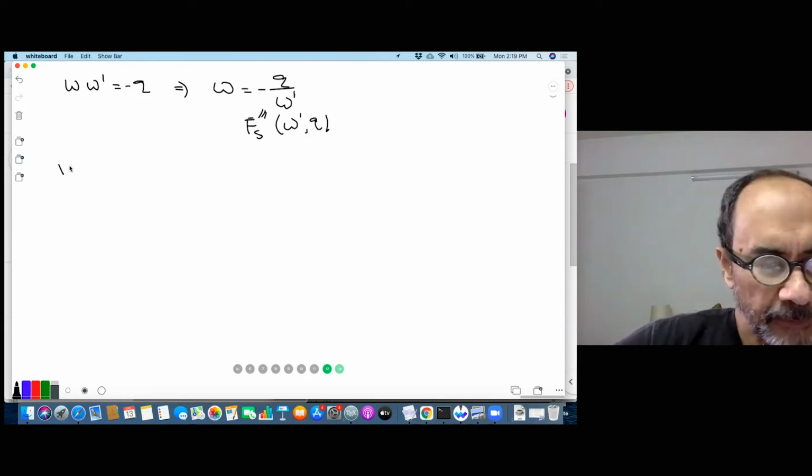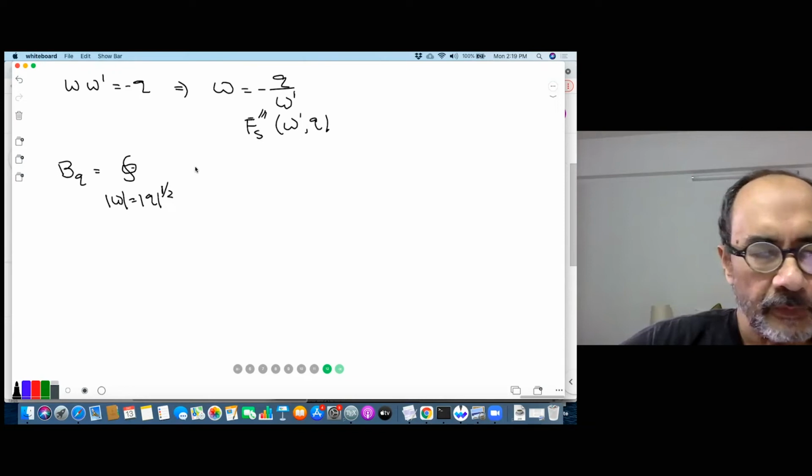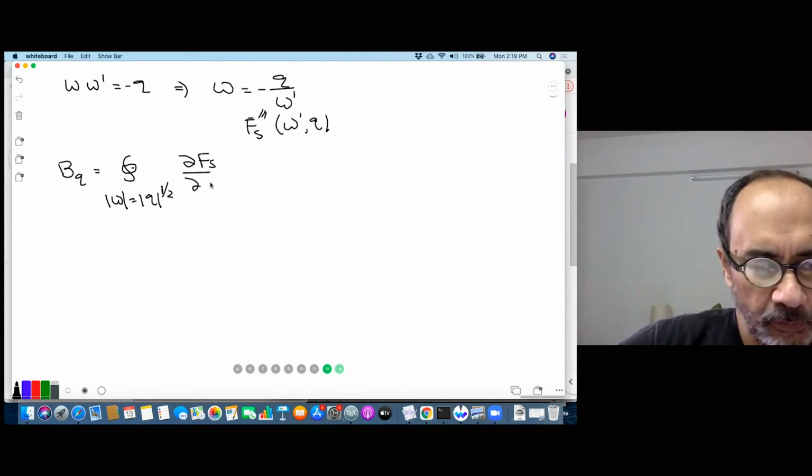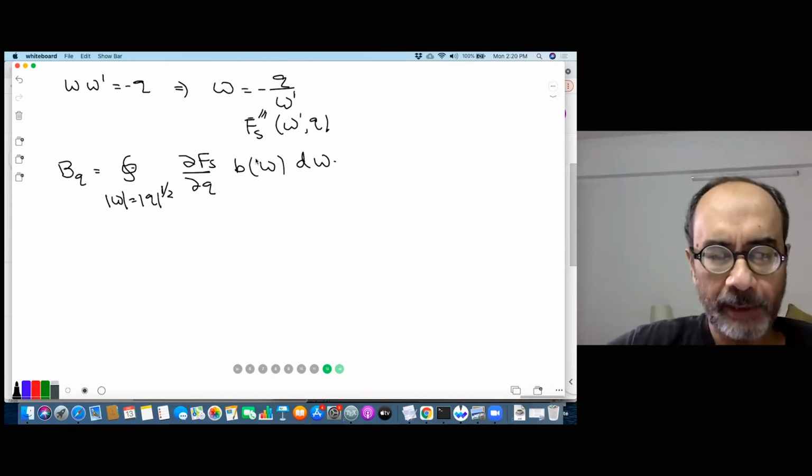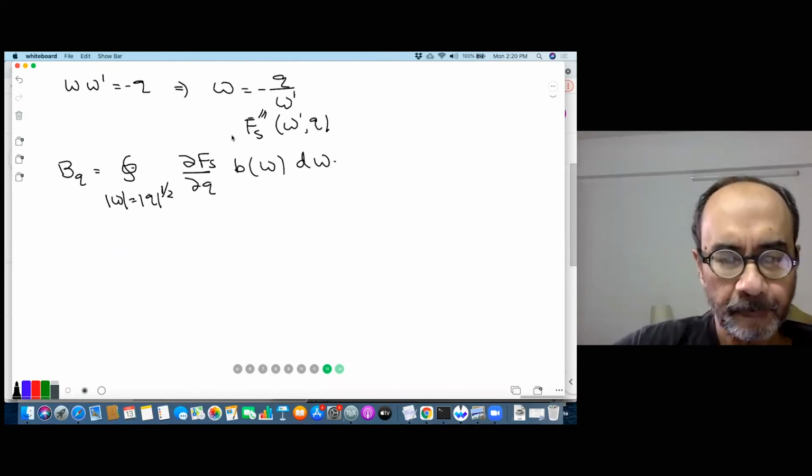Okay. So then BQ will be the integral over, this is about, say, mod W equal to mod Q to the half. That's where the sewing is taking place, of del Fs del Q, B W dW. The Fs bar doesn't contribute because that depends on Q bar.